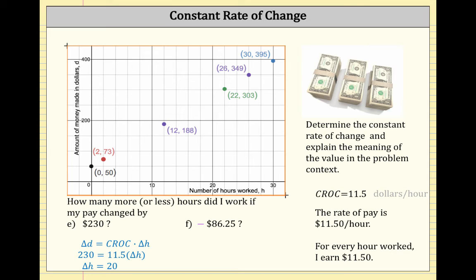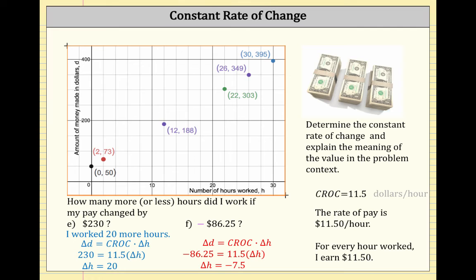We use the same process for F. But before I get to F, this means that I worked 20 more hours. Now let's look at F. Same start. Delta D is equal to the constant rate of change times delta H. This would mean that negative 86.25 is equal to 11.5 times delta H.